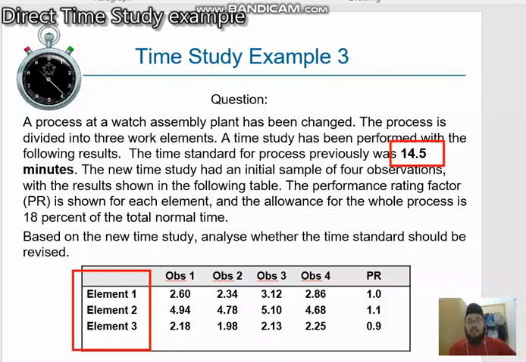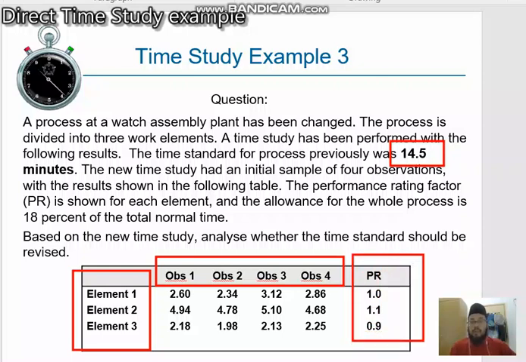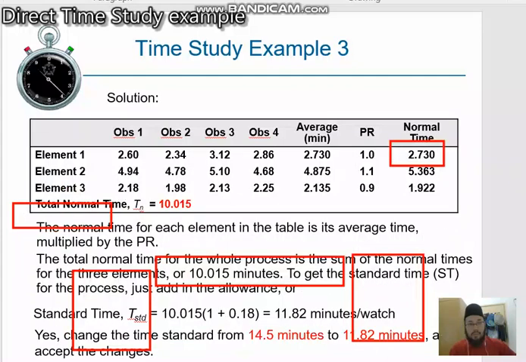The new time study had an initial sample of 4 observations. The performance rating factor is shown for each element. So we know that we have to calculate normal time specifically for each element, because the performance rating factor is given for each element. And the allowance is 18%. Based on the new time study, analyze whether the time standard should be revised compared to the previous standard time of 14.5 minutes. So we have to calculate the standard time for this example.